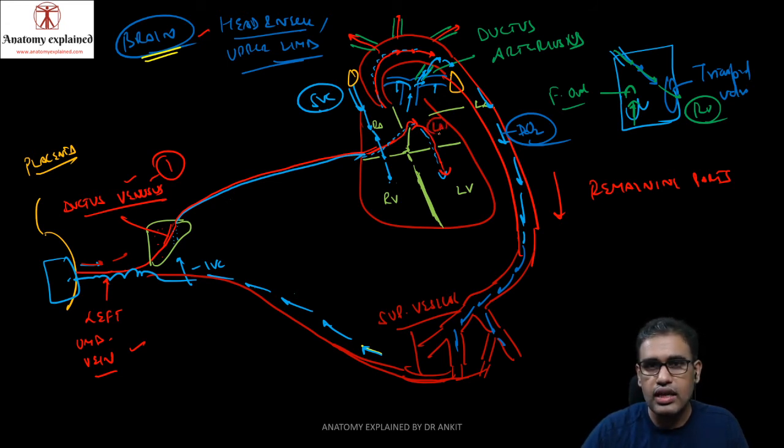Into this is your LA. That is good blood, that is oxygenated. LA to LV, LV to aorta, aorta to arch of aorta. Good blood goes into the head, neck, particularly this brain part.